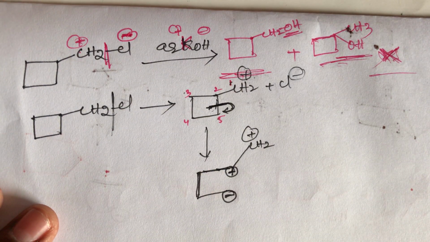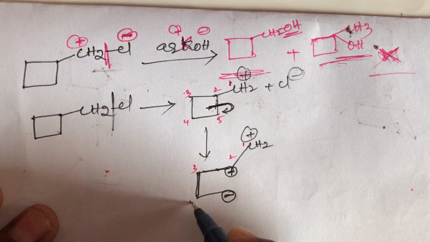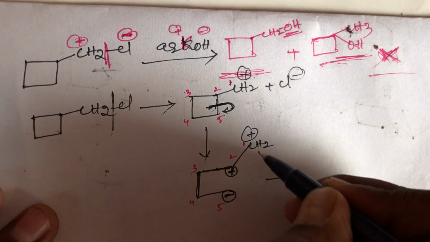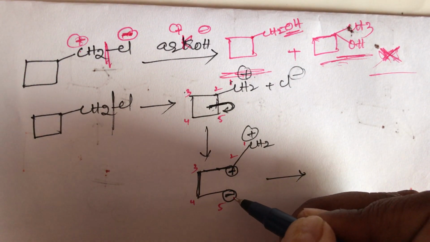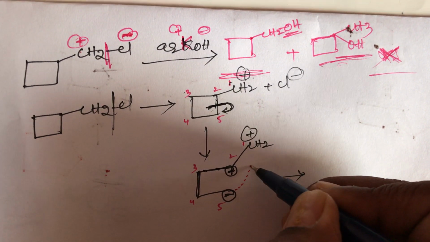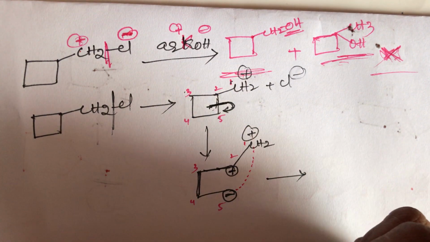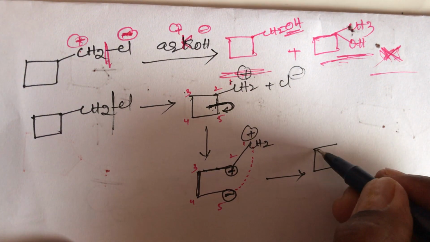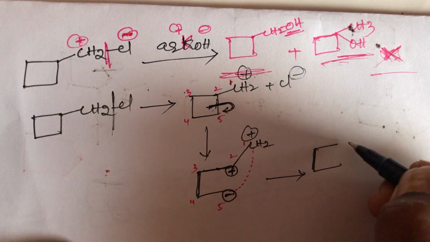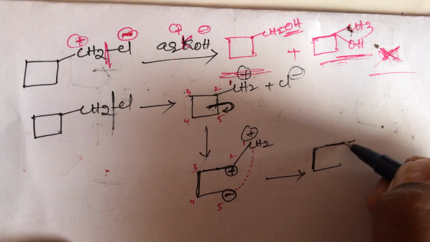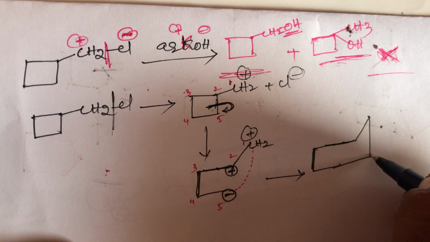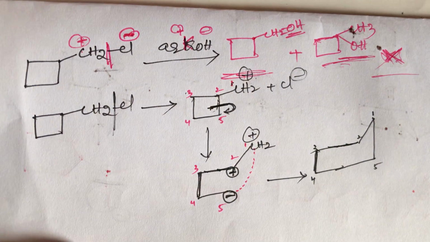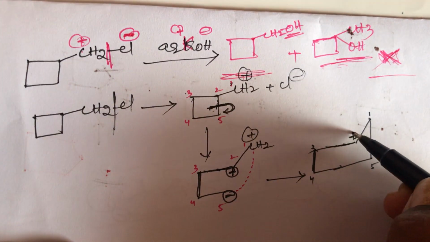Once again, numbering: first carbon, second carbon, third carbon, fourth carbon and fifth carbon. Now the next step: the first carbon has a positive charge and the fifth carbon has a negative charge. Both combine, first and fifth carbon, to form a new bond, like this. The second carbon already has a positive charge.